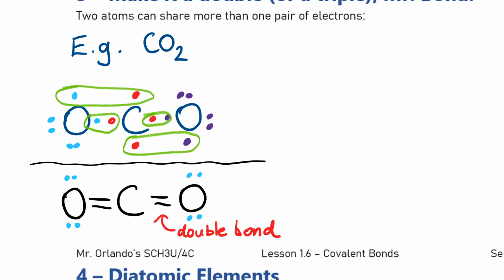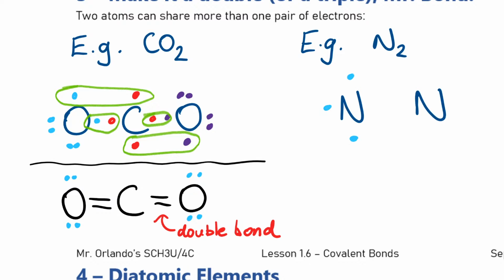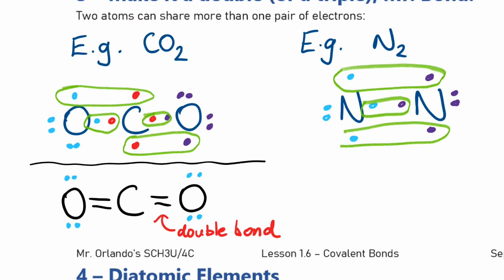You can actually make more than 2 bonds. For example, nitrogen gas, N2. Well, we know that each nitrogen has 1, 2, 3, 4, 5 electrons in its valence shell, and 1, 2, 3, 4, 5. And so for this to be stable, and we know this exists, nitrogen gas is all around our atmosphere, it'll share this pair of electrons, and this pair of electrons, and this pair of electrons. And of course, if we map that out, that is a triple bond.